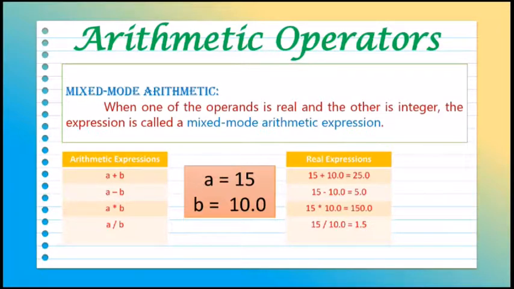Next, 15 into 10.0, the answer will be 150.0. And 15 divided by 10.0, the answer will be 1.5. Again, here also the modulo operator cannot be performed.